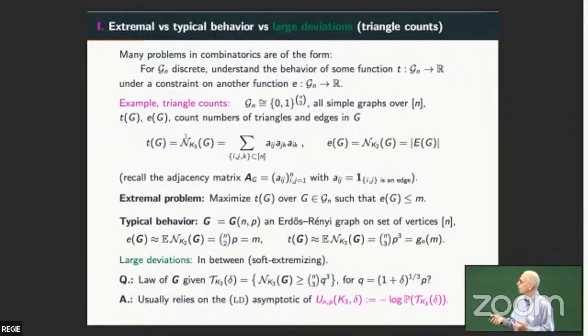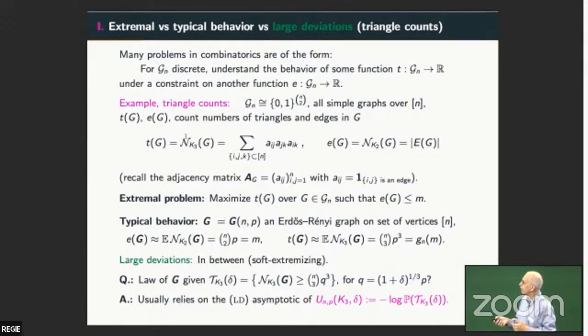This I will call capital T, script T, K3 of delta. The constraint is that the number of triangles in the graph is going to exceed the typical value. So instead of being n choose 3 times p cubed, it's going to be n choose 3 times q cubed, where q is slightly larger than p. And this event tends to increase the number of triangles, but it makes the graph quite unlikely. So it's getting closer to the behavior of the extremal graph.